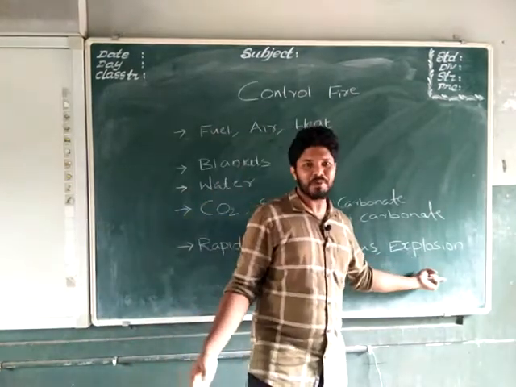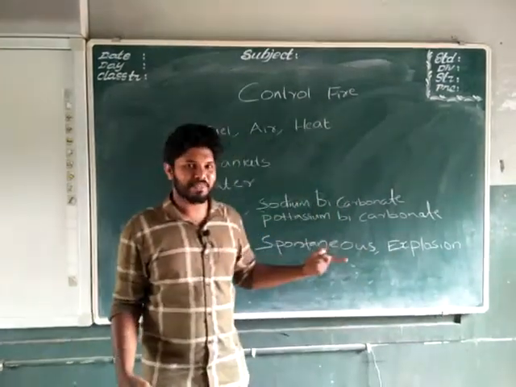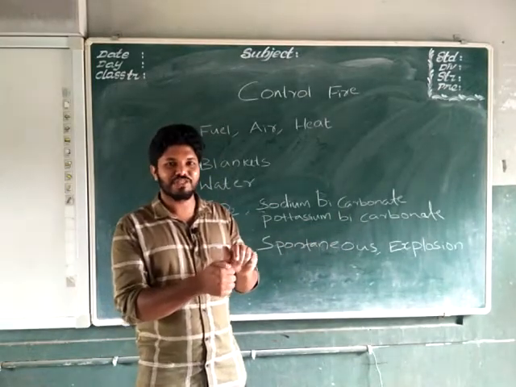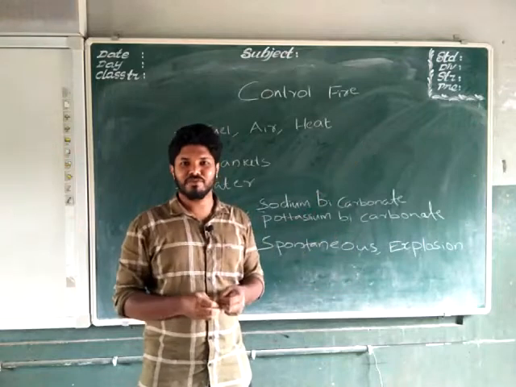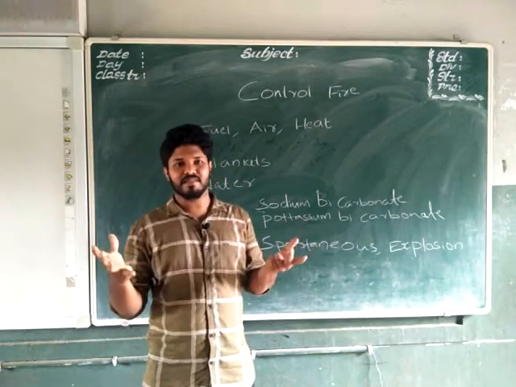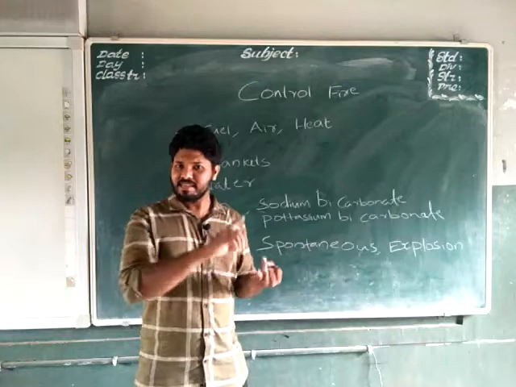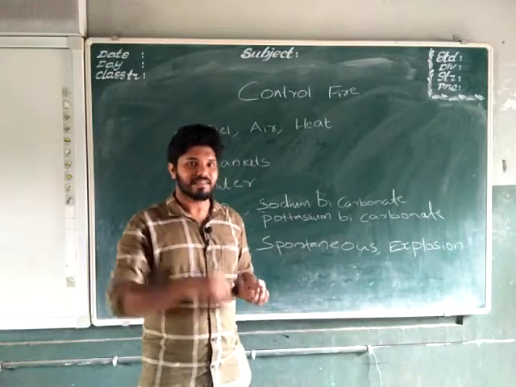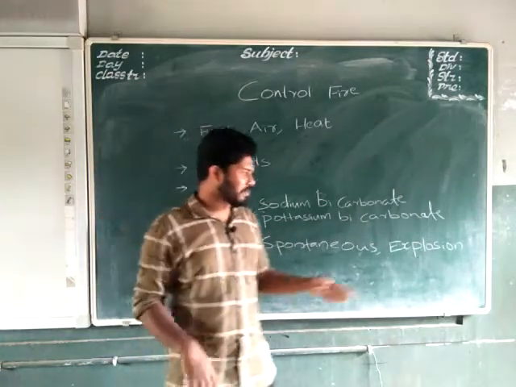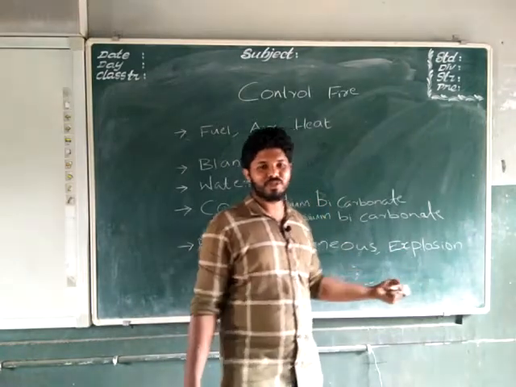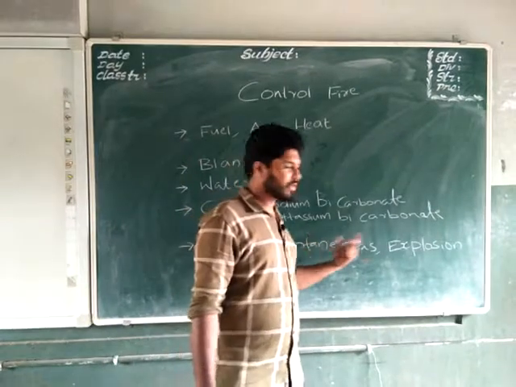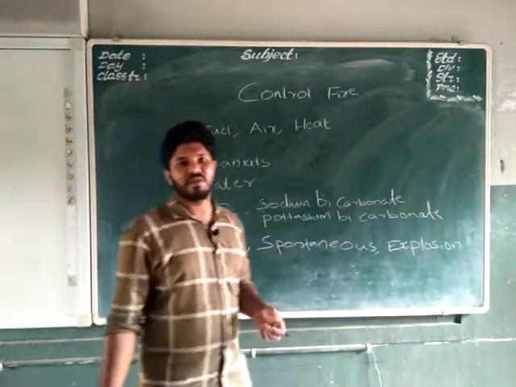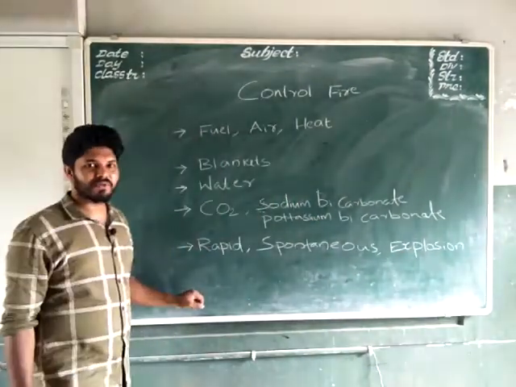Next one, explosion. This type of combustion is when we give ignition to a cracker. They will explode with the liberation of a lot of gases, with heat and light, sound also. So this type of combustion is called explosion. So there are three types of combustion: spontaneous, rapid and explosive combustion. That's all about this section.